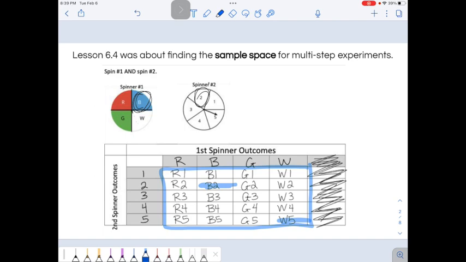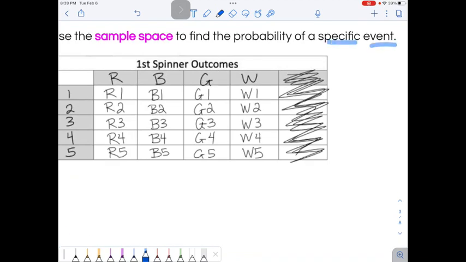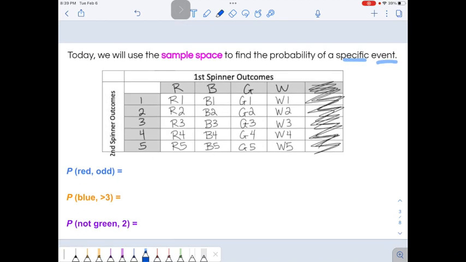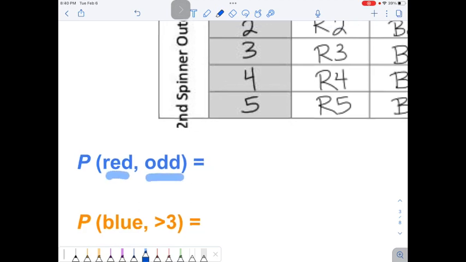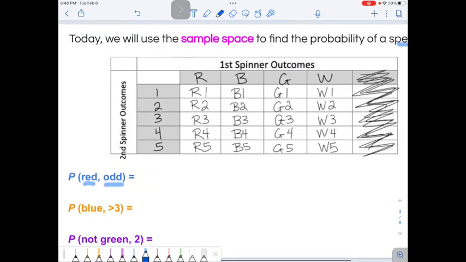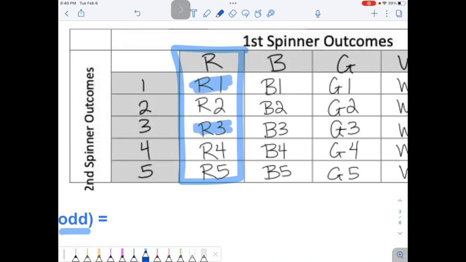All right, so for most of us, we thought this was pretty easy once we caught on to the pattern. Now we're going to use just that sample space to find the probability of a specific event. So the very first one says, P, the probability of both red and odd. I'm going to go back into my chart and find the red. So that's just this column, but now I just want the odd numbers. So there's red 1, red 3, red 5. It looks like it's 3.